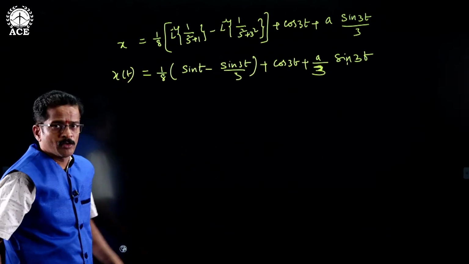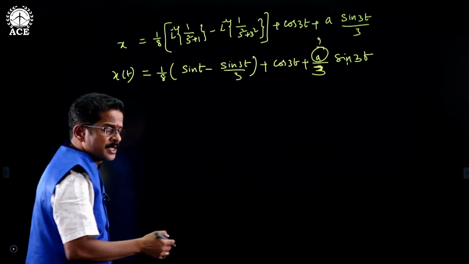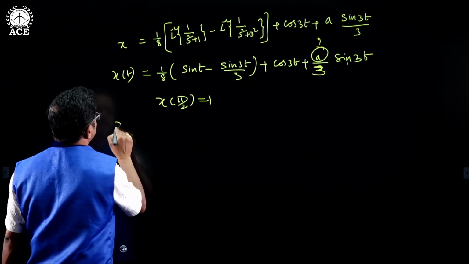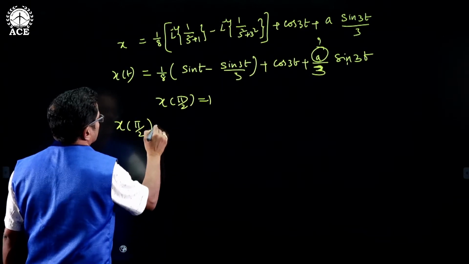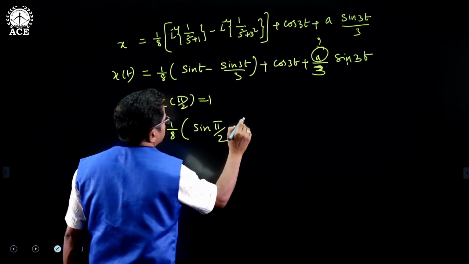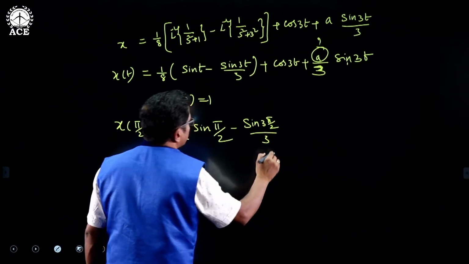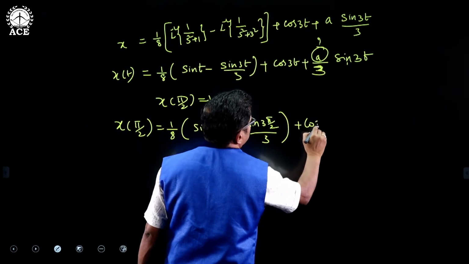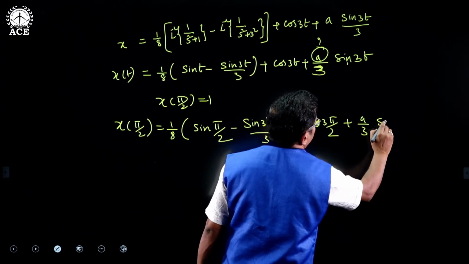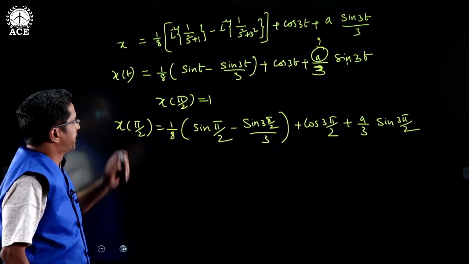But in this solution we have the unknown value a. This value we don't know. We have to find it by using the condition x of pi by 2 is equal to 1. So x of pi by 2 is equal to 1 by 8 into sin pi by 2 minus sin 3 pi by 2 by 3, plus cos 3 pi by 2 plus a by 3 into sin 3 pi by 2. Okay, I am just putting t as pi by 2.